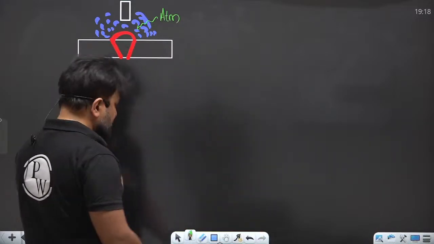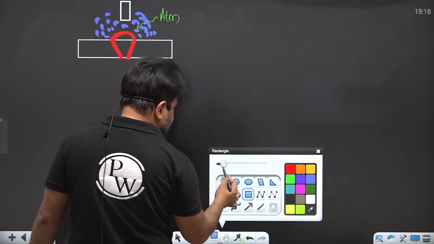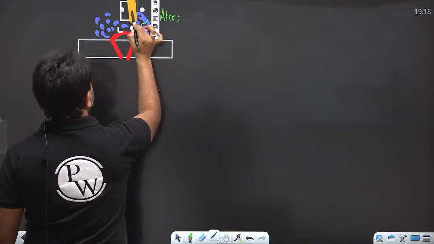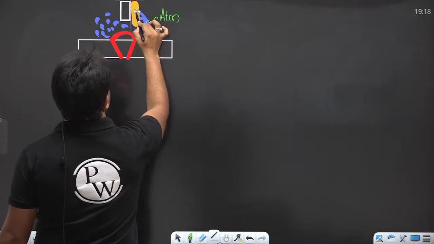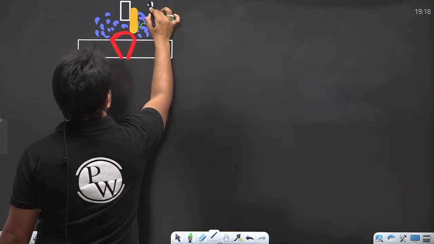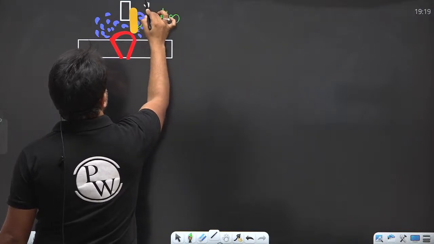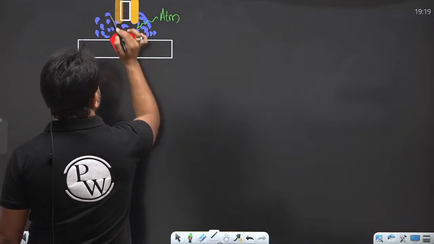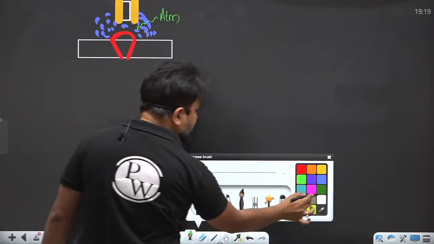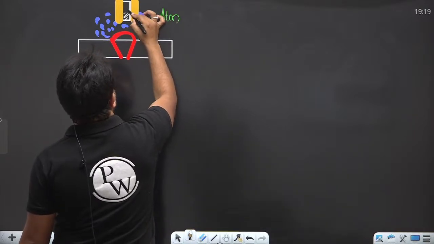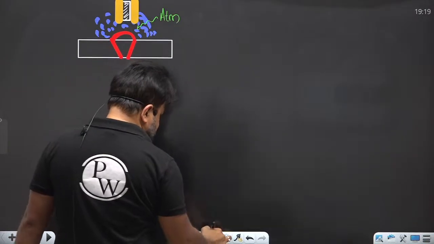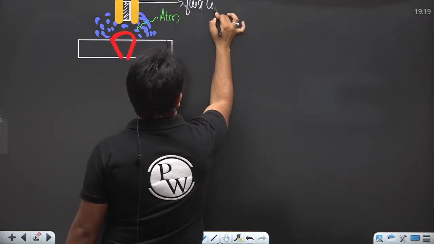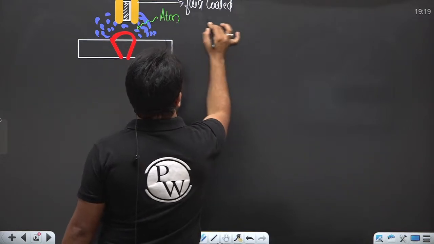And how does this protecting atmosphere get produced? Because of the flux. So this is the flux, my dear. This is the electrode, and this is the flux coated electrode.